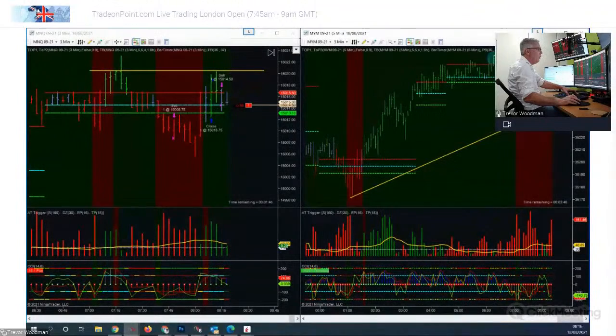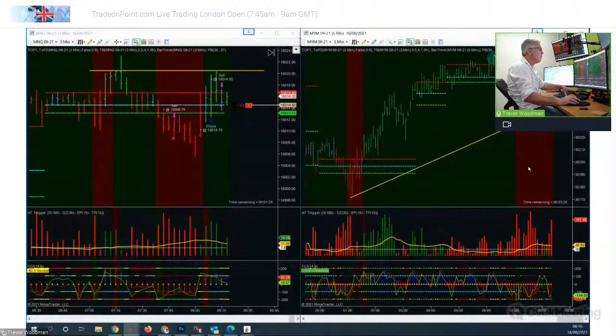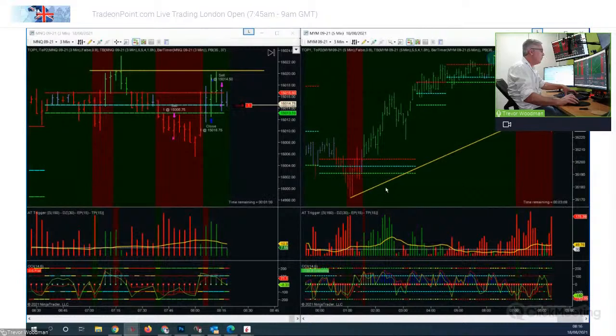We can just see these little areas that I'm watching over here as well. These little highs and highs. So we've got these three lower highs. So the Dow's actually performing a lot better for us than the NASDAQ, but the Dow keeps selling off.